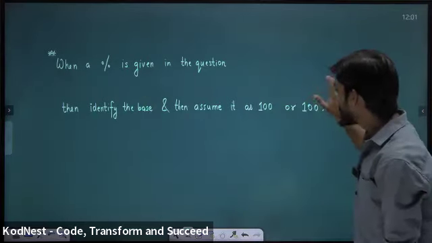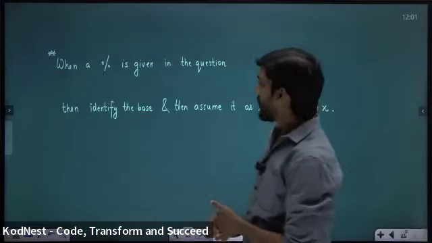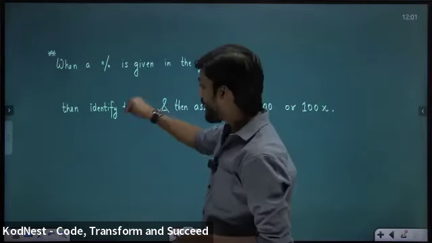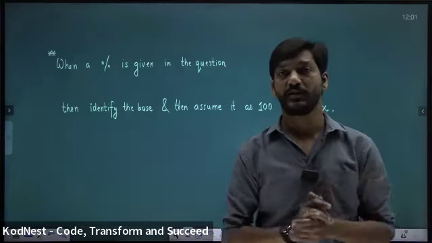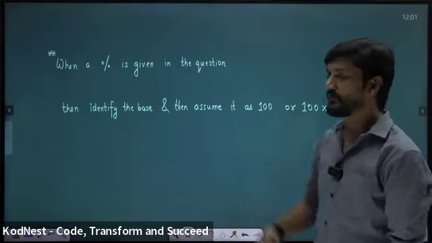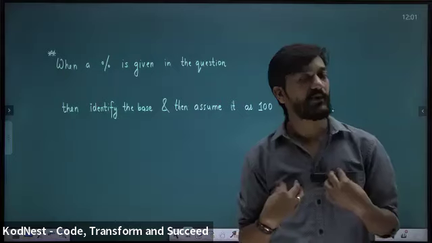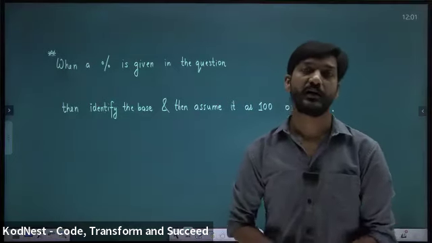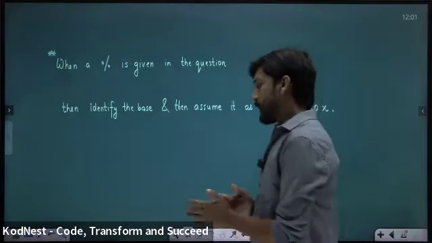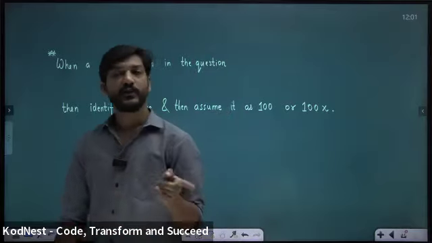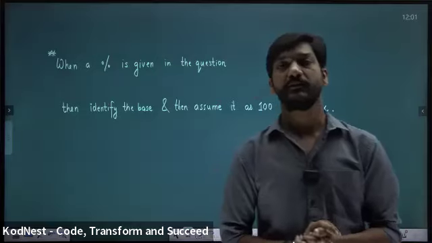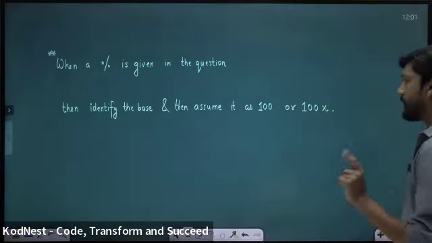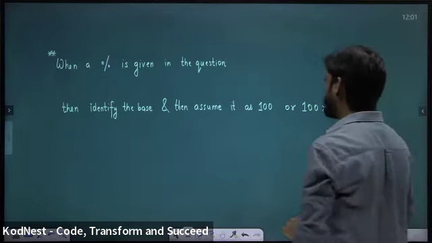Once I identify this, for example, investment is the base, so investment, take it as 100. Suppose, let's say the salary of A is the base. Suppose I identified the salary of A is the base. Okay. So I will take it as 100. So once I identify the base, I will take it as 100. Okay. If 100 is not a good value, then what to do in that case? We'll see later.